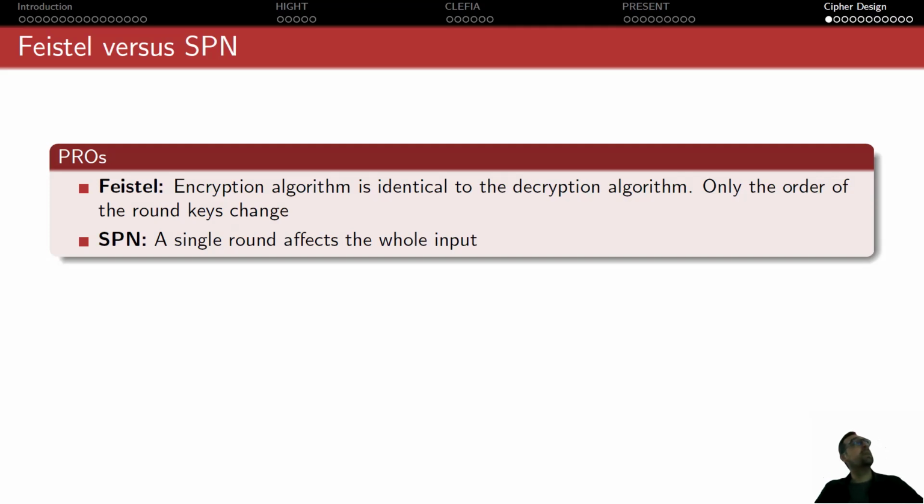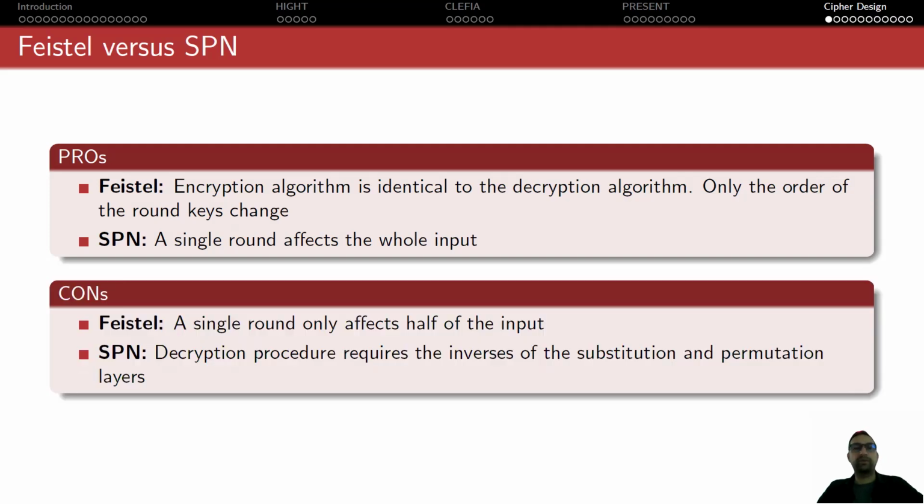This is very nice. And the good thing with the SPN is that a single round affects the whole input. Recall that in the Feistel structure, only half of the input is modified. The half remains the same. So sometimes the confusion and diffusion becomes slower on Feistel ciphers. But the cons are just the opposite of these things. In Feistel, a single round only affects half the input. And for the SPN, the decryption procedure requires the inverse of substitution and permutation layers.